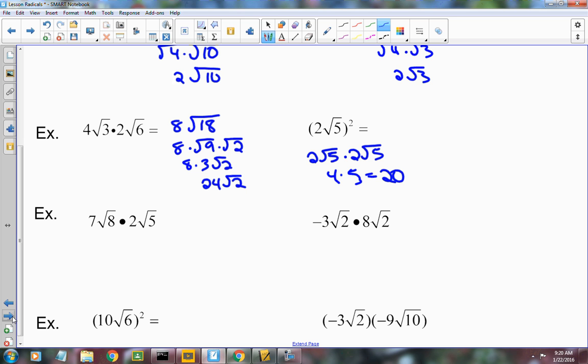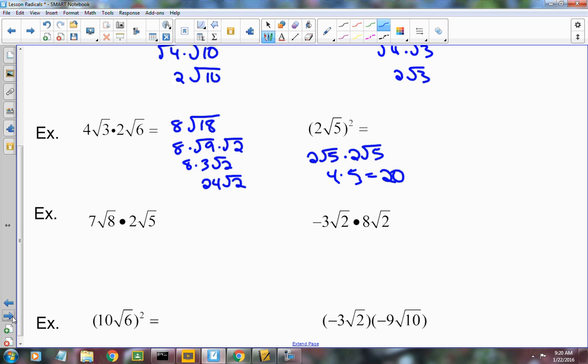Now, really, I could go from here to here, from step 1 to step 3, because if I square 2, it's 4, and if I square radical 5, it's 5. So 4 times 5 is 20. I'm just breaking it down for you so you can see how I got there. Now, I think these next 4 problems are new, so you'll probably just put those over to the side or on that sheet of paper.